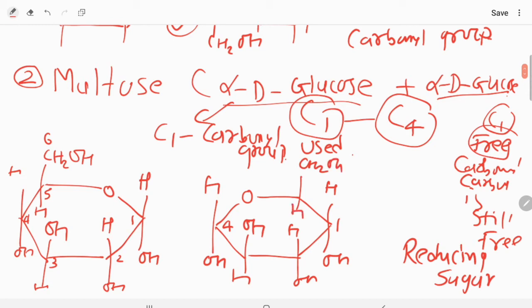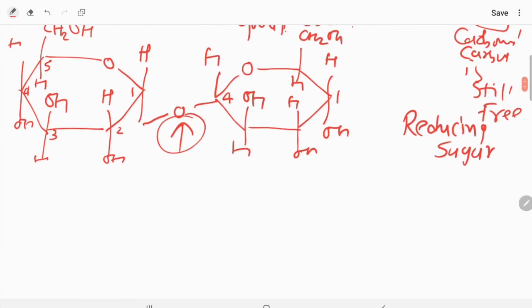So in this way the OH and H are taken out, and there will be a link between them, a glycosidic linkage. This one is a glycosidic linkage. So in this way you can form a maltose molecule, and by the same technique, dear students, you can form a lactose molecule. Here it's a reducing sugar, and by the same method you can plot the lactose structure.